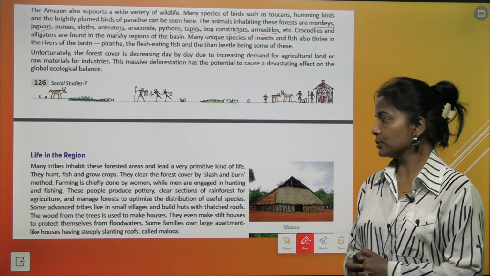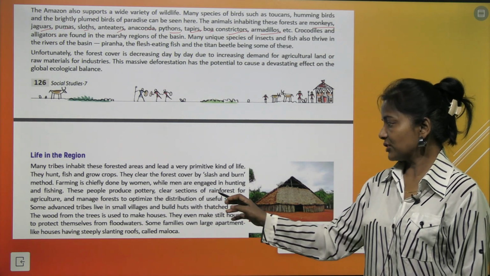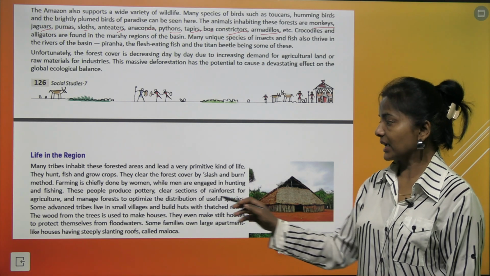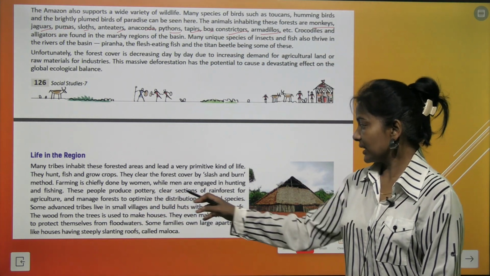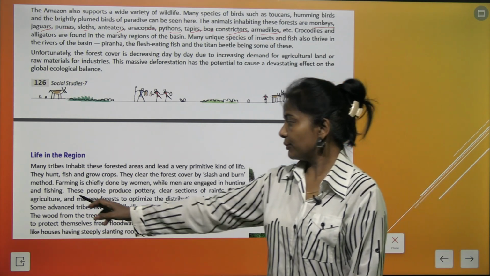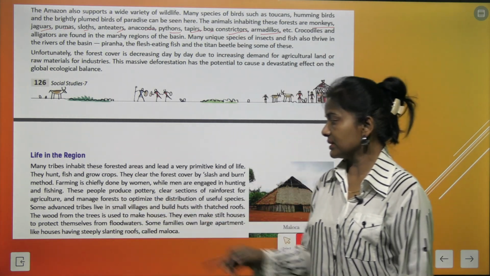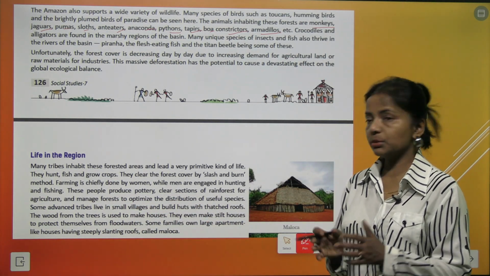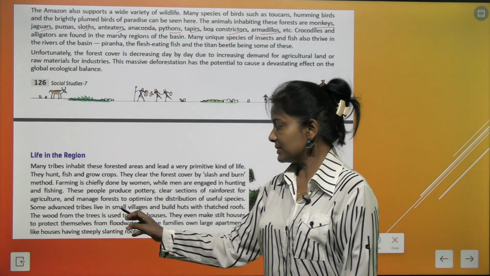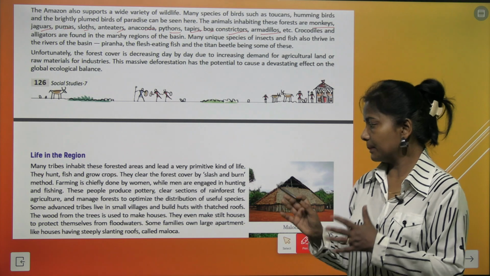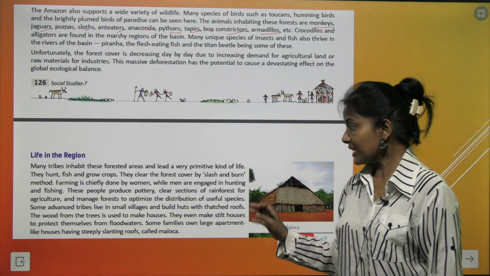These people produce pottery, clear sections of rainforest for agriculture, and manage forests to optimize the distribution of useful species. Some advanced tribes live in small villages and build huts with thatched roofs.